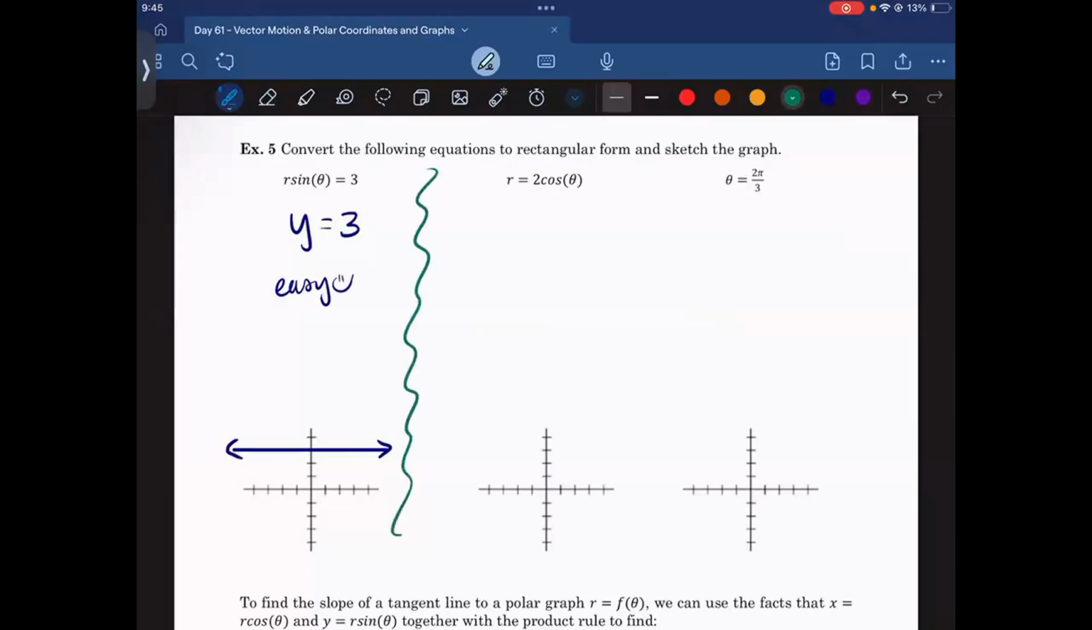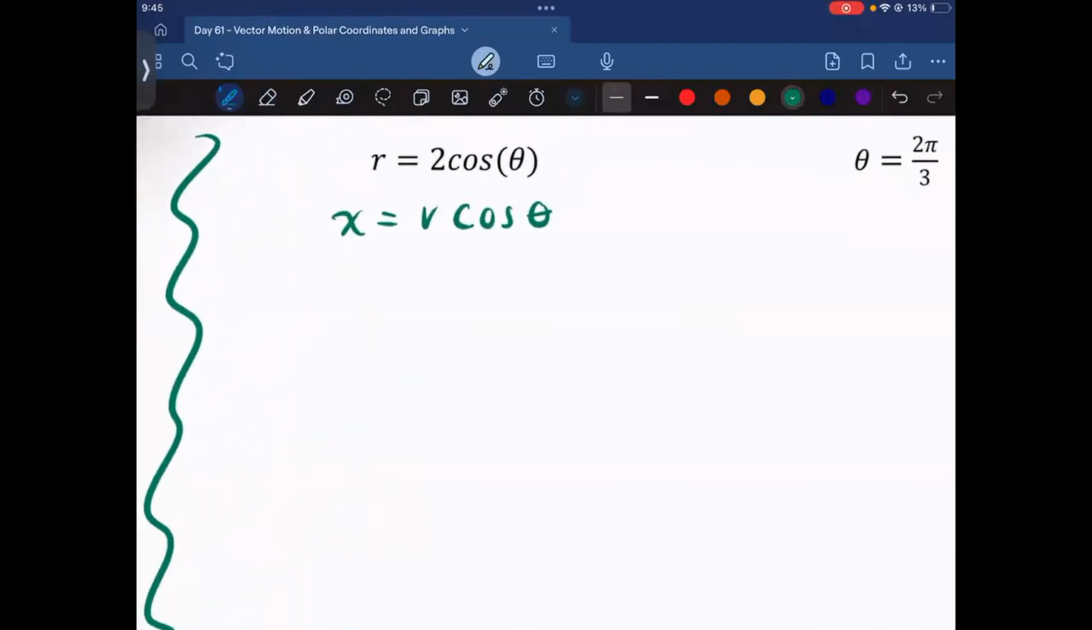Okay, r equals 2 cosine of theta. So this one's a little bit tricky. And why is that? Because we know x equals r cosine of theta. I'm going to zoom in here. And we have x divided by r equals cosine of theta. We're going to have a lot of work to do. And r equals 2 times x over r. So we're kind of doing a lot of plugging in.